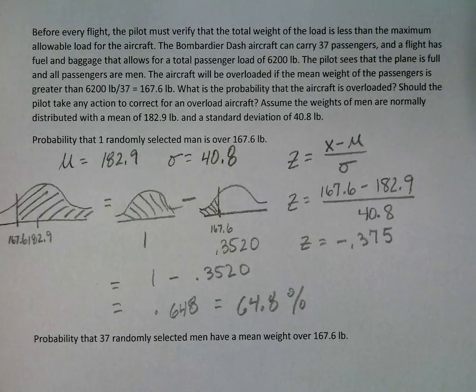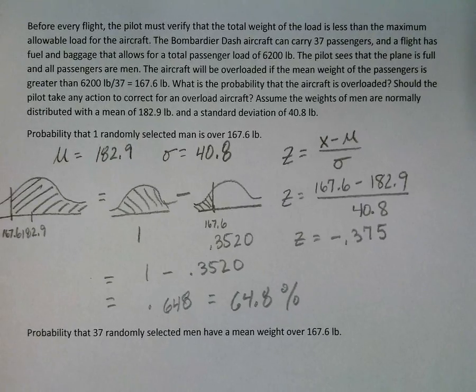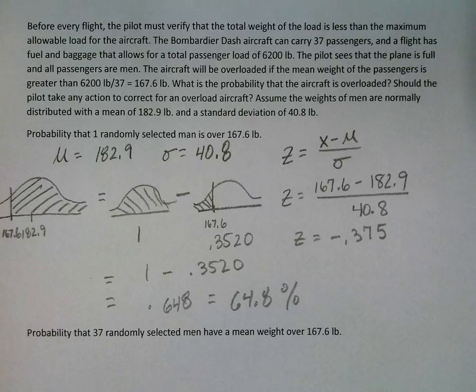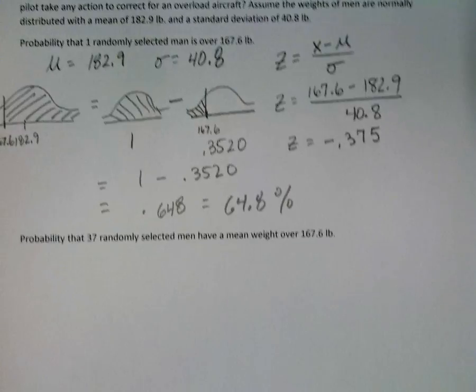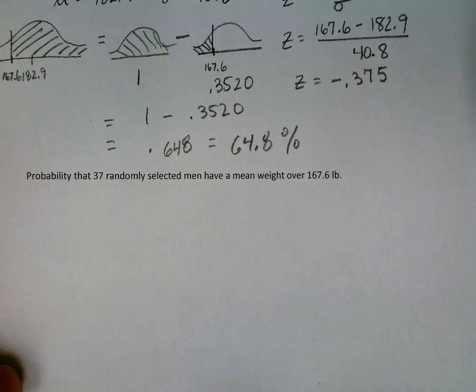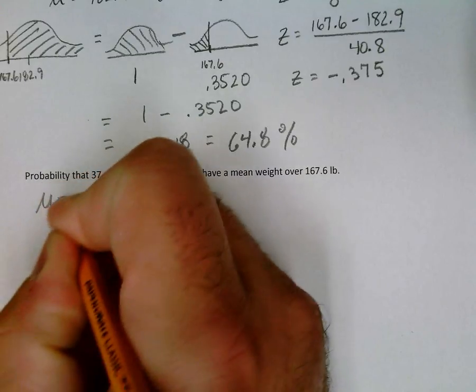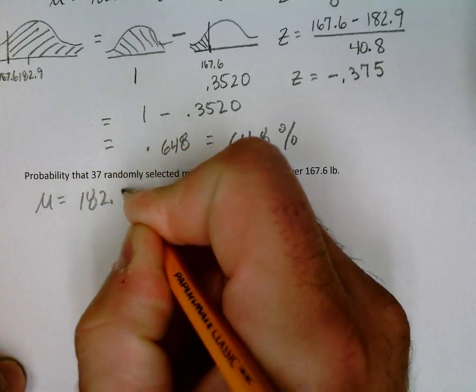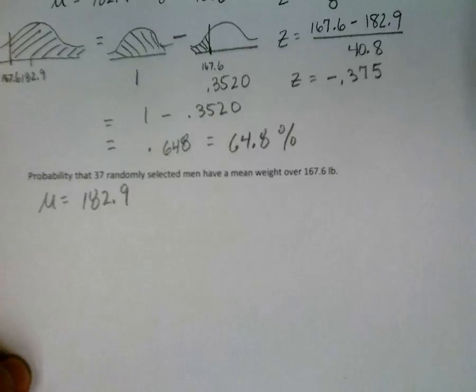Alright, so find the probability that 37 randomly selected men have a mean weight greater than 167.6 pounds. So let's slide this up. Our mean from our problem is still 182.9.